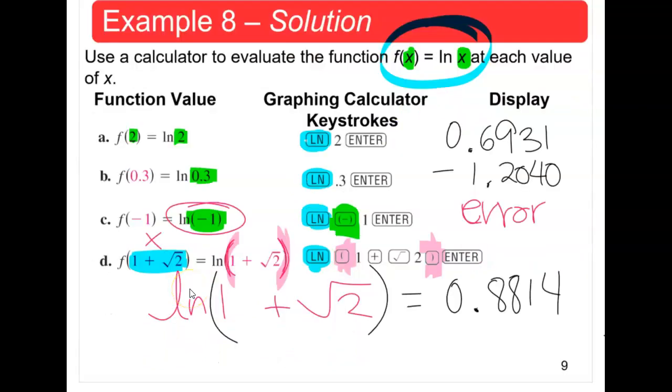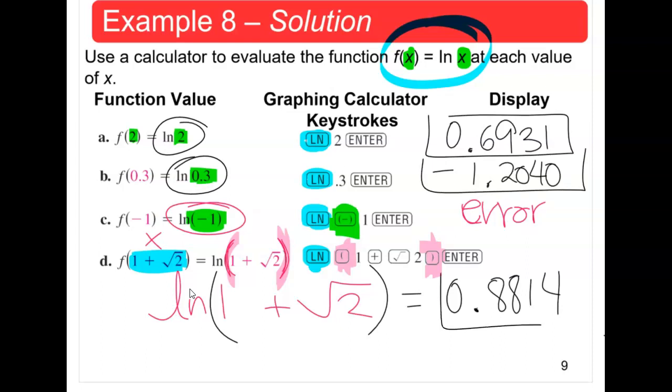Okay, so I calculated the expressions with my calculator. And so there are my answers. I suggest that you practice how to do this with your own calculator, just so that you know that you're getting the same answers as I am.